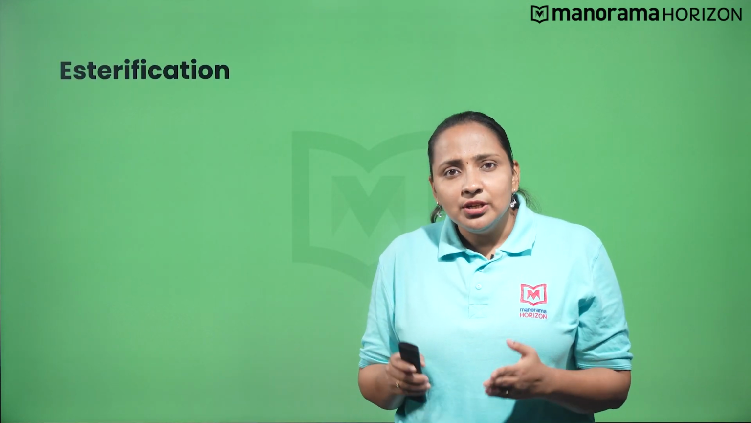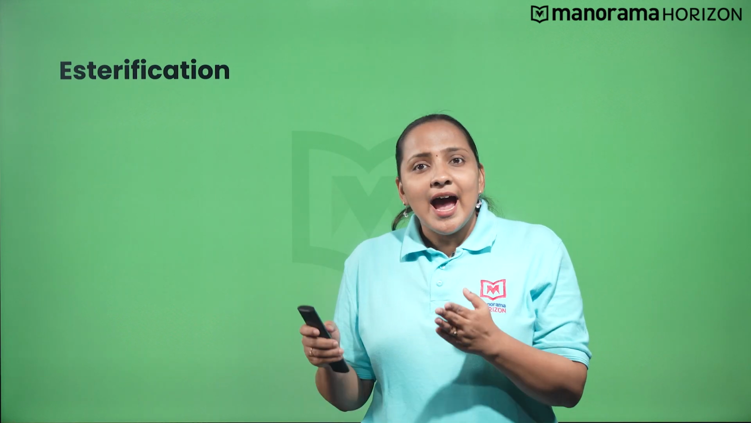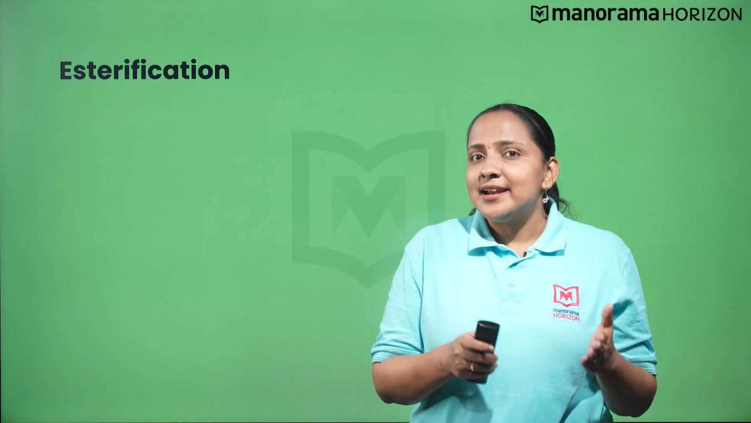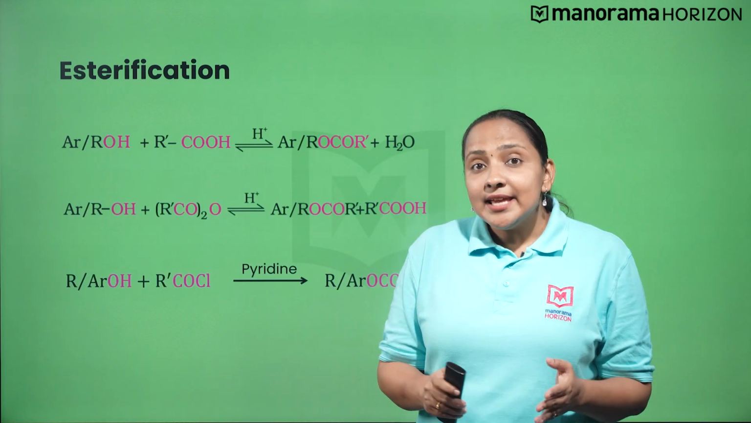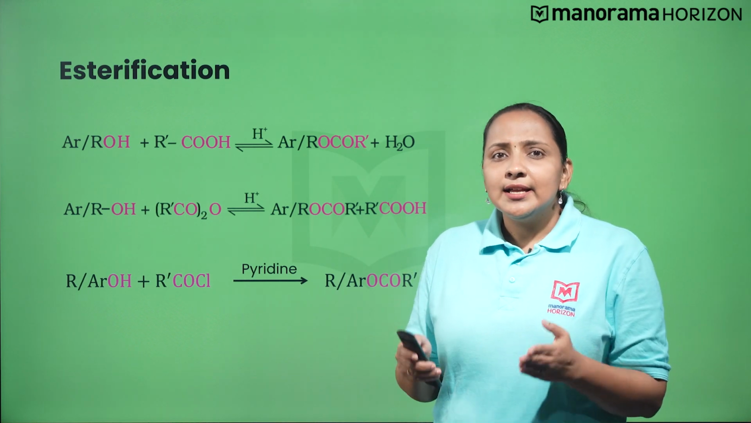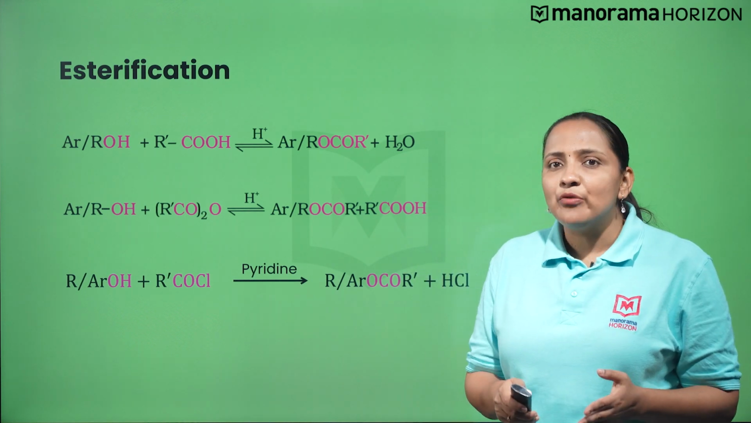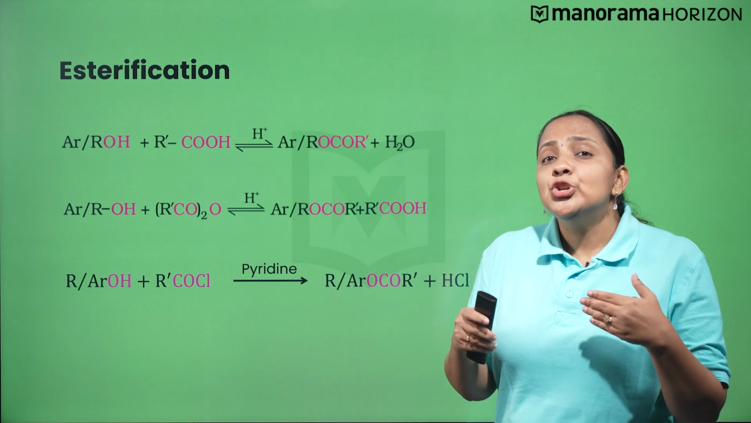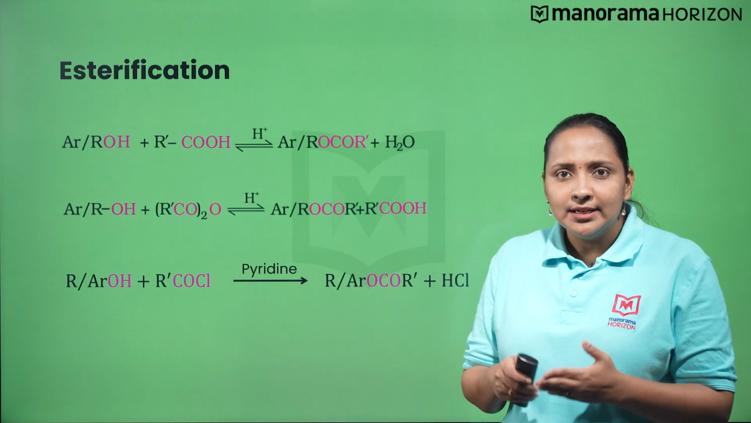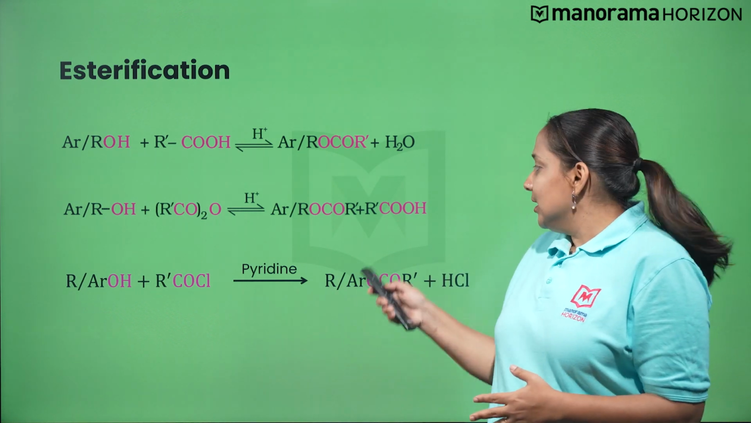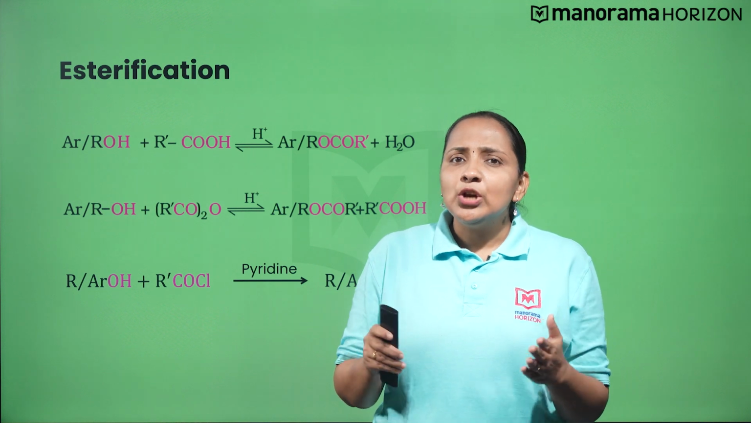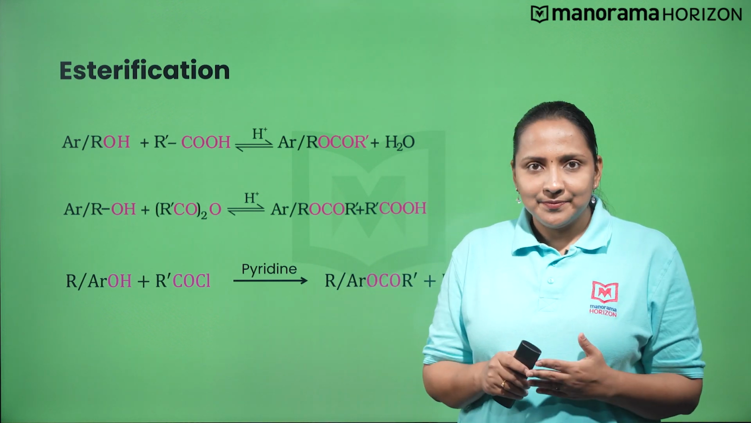Alcohols and phenols also undergo esterification with carboxylic acids, acid chlorides and acid anhydrides. The reaction with acid chloride is carried out in the presence of a base so as to neutralize hydrochloric acid, which is formed during the reaction. It shifts the equilibrium to the right hand side.